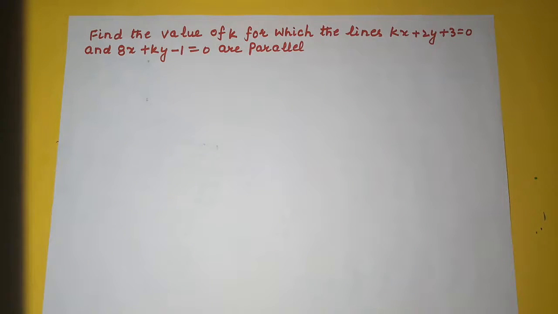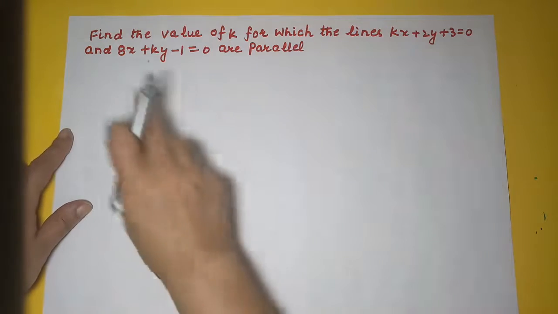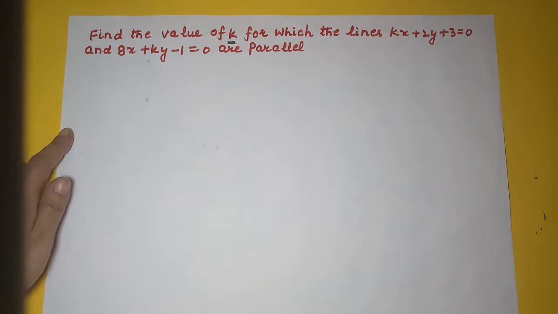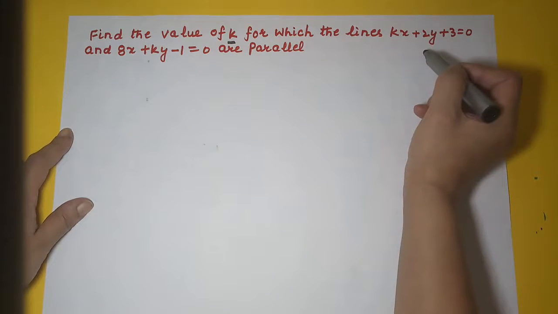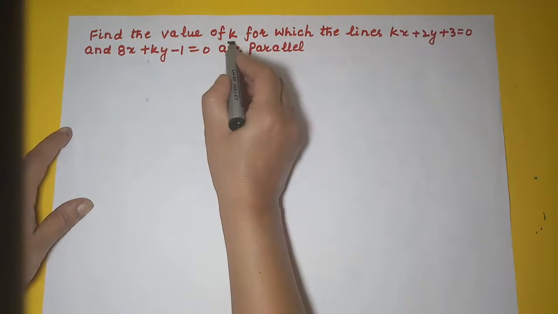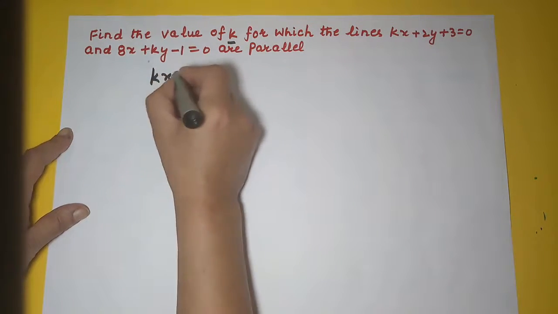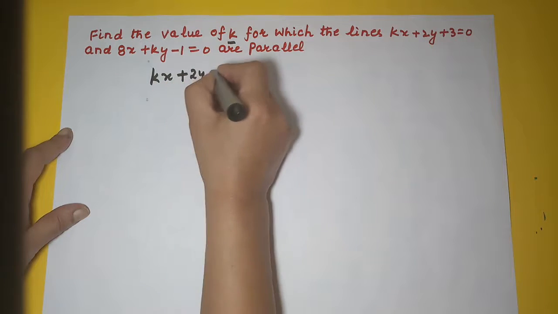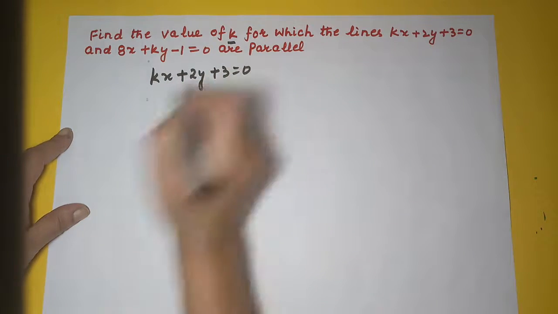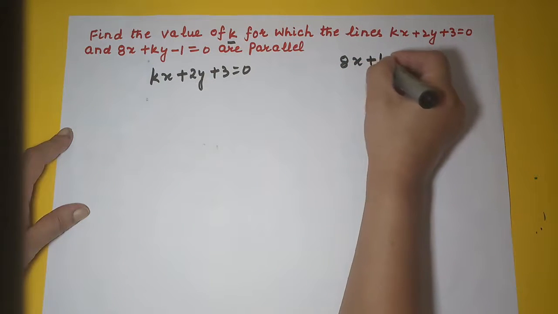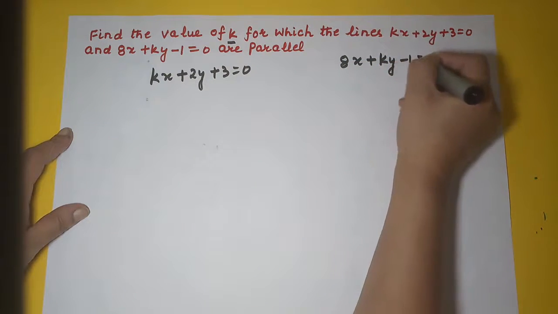Now the next one, he's saying that find the value of k for which these two lines are parallel. Now this time he has already given us two parallel lines and he wants us to calculate the value of k. So let's write this line. This is kx plus 2y plus 3 equal to 0. And another line is here, which is 8x plus ky minus 1 equal to 0.